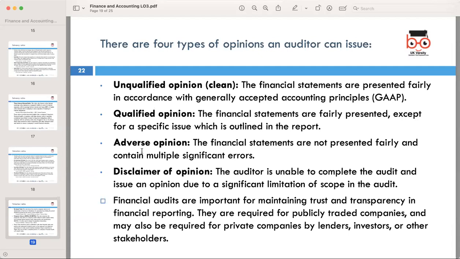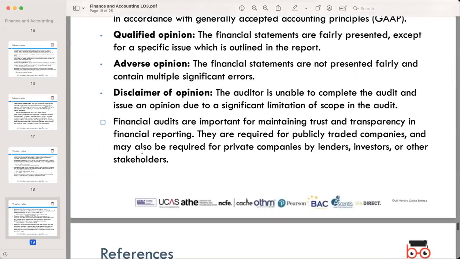Then a disclaimer of opinion: the auditor is unable to complete the audit and issue an opinion due to a significant limitation of scope in the audit. The limitation could arise from a lack of access to necessary information, incomplete records, or any other circumstances that prevent the auditor from obtaining sufficient evidence or records.